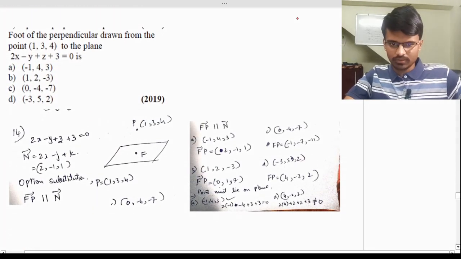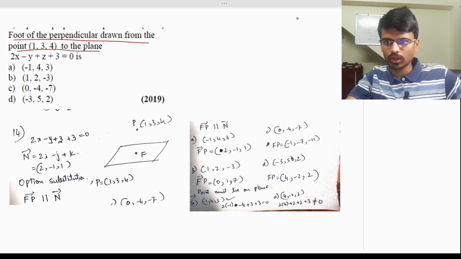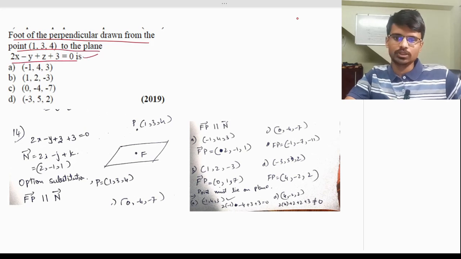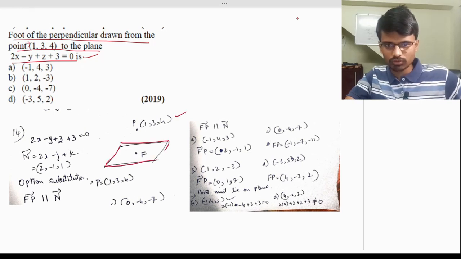Okay, so this is a good question. Foot of the perpendicular drawn from the point (1, 3, 4) to the plane 2x minus y plus z plus 3 equal to 0. So let's visualize the things. We are given this point (1, 3, 4). Say this is our plane. So for the foot of the perpendicular, we need to find the coordinates of point F.